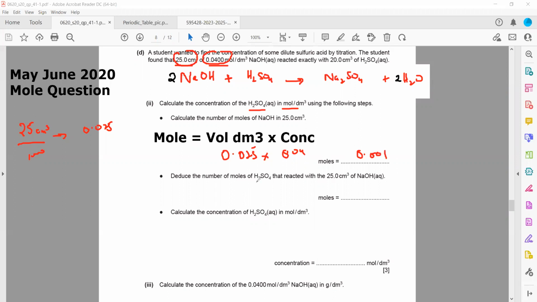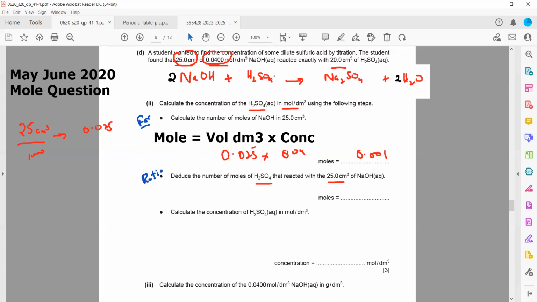Next, deduce the number of moles of sulfuric acid that reacted. So how do we deduce? We have the volume, but we don't know the concentration, so we cannot use a formula. The first part we solved by using a formula, which means the second part we should solve by using a ratio. So which ratio should I take? Between which two quantities should I take the ratio?